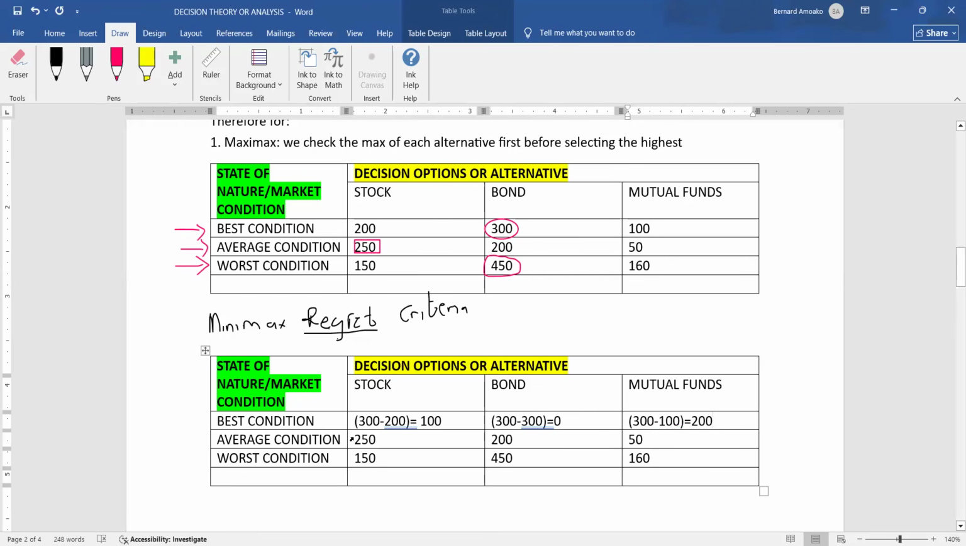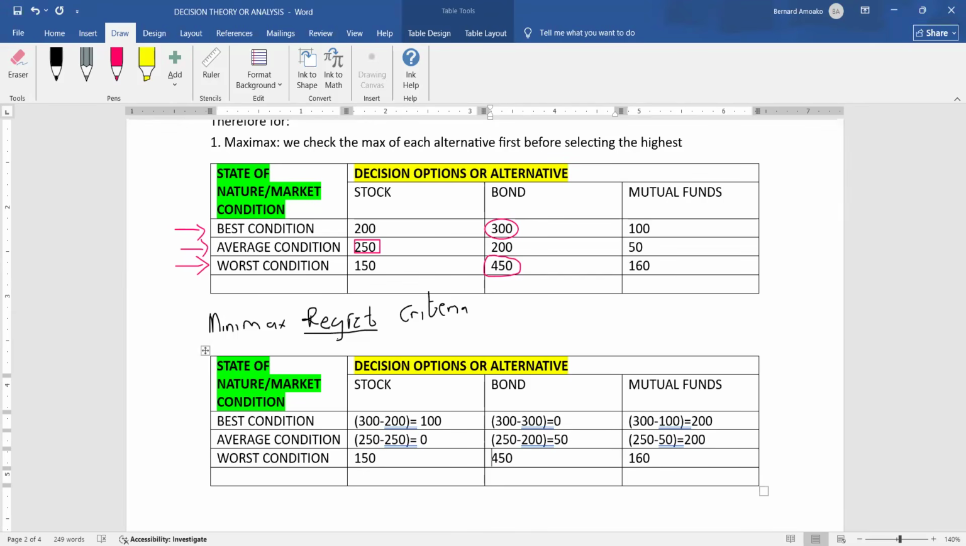Same for the average conditions. What was the highest? 250. If I'm unable to go for 250, what would be my regret? That is 0. Now, if I'm unable to go for 250 and I go in for 200, what would be my regret? 50. If I'm unable to go in for 250 and I go in for 50, what would be my regret? 200.